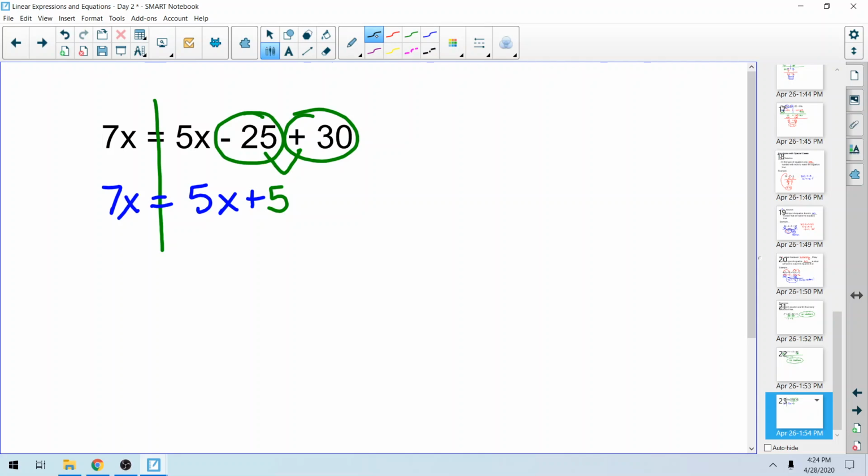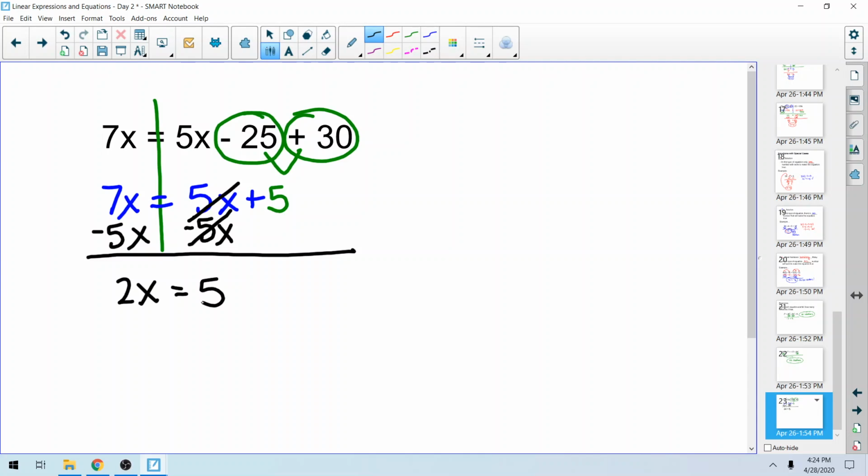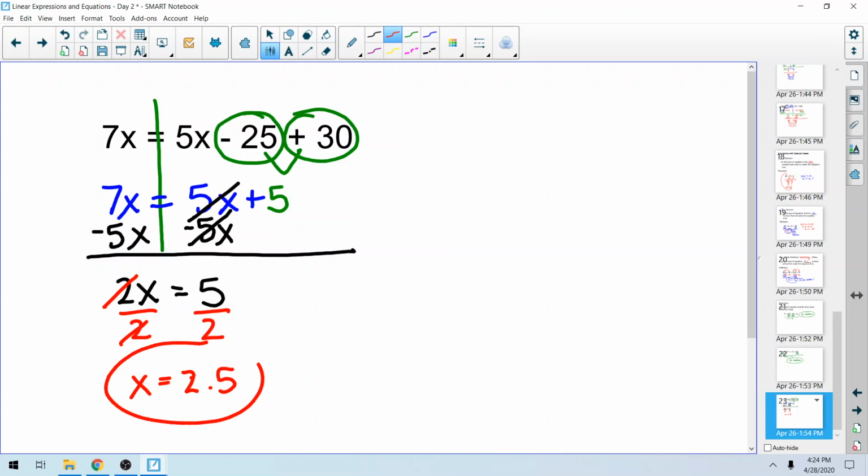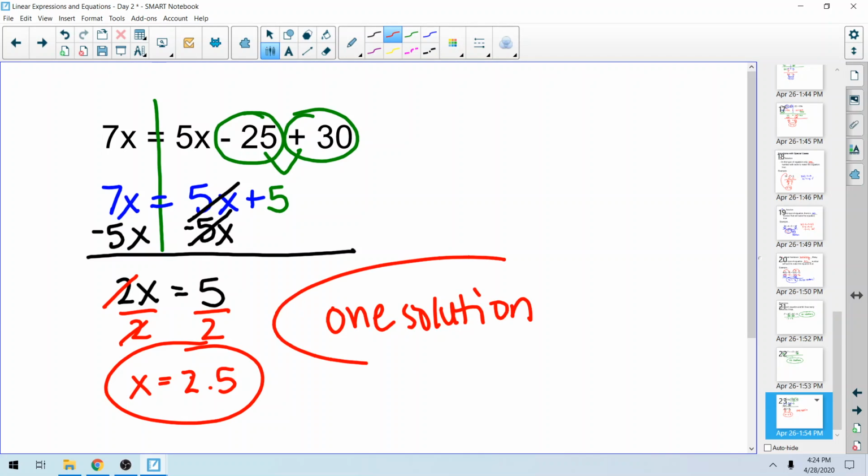Then I'm going to try to get all my variables to one side of the equation. So I'm going to subtract 5x. 7x minus 5x is 2x equals 5x minus 5x is 0. And then I'm going to bring down my 5. I still have an x, so I have to get it by itself. So I'm going to divide by 2. X equals 2.5. So this has one solution. And the one solution that's going to work is only 2.5.